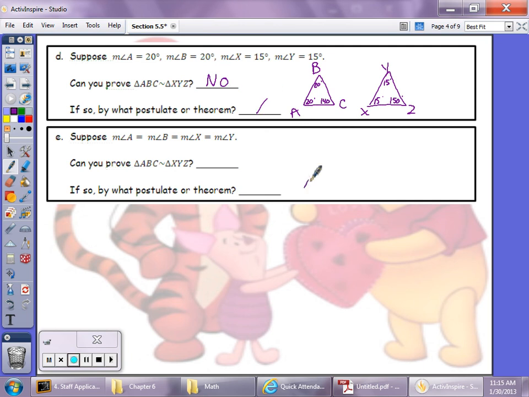And lastly, we're going to look at the last example for triangle ABC and XYZ. We have A, B, C. And then on this one, I'm going to go ahead and draw the second triangle, X, Y, Z. So for this one, they didn't give us actual angle measures, but what they've given us is that angle A is congruent to angle B, which is congruent to angle X, which is congruent to angle Y. So since AB also equals XY, we do have the angle-angle similarity postulate, and therefore we can prove these two triangles are similar.